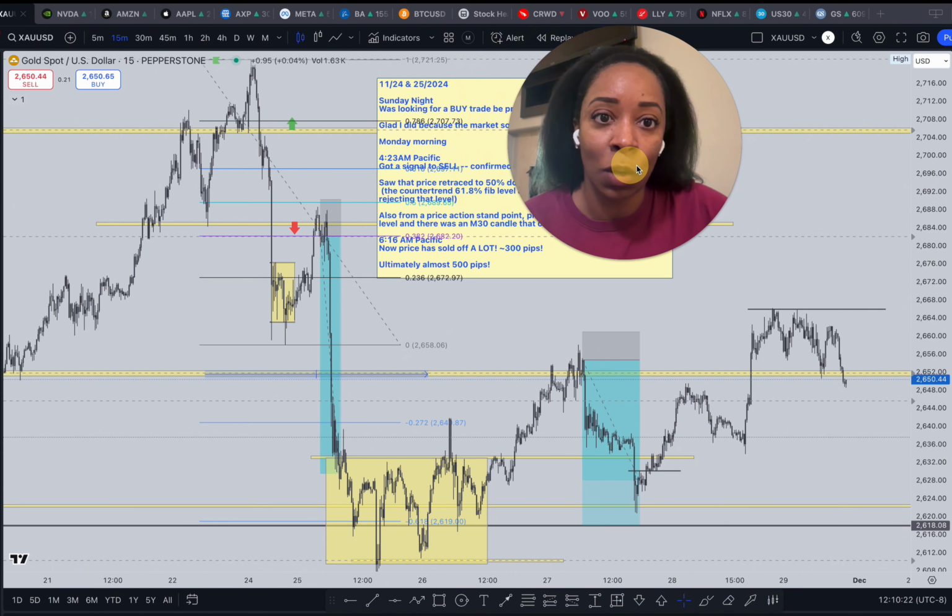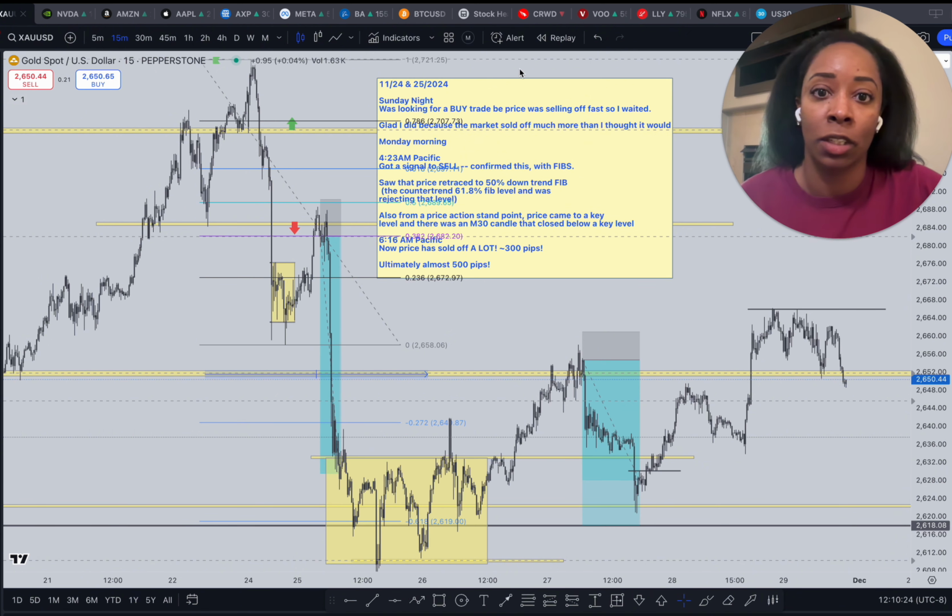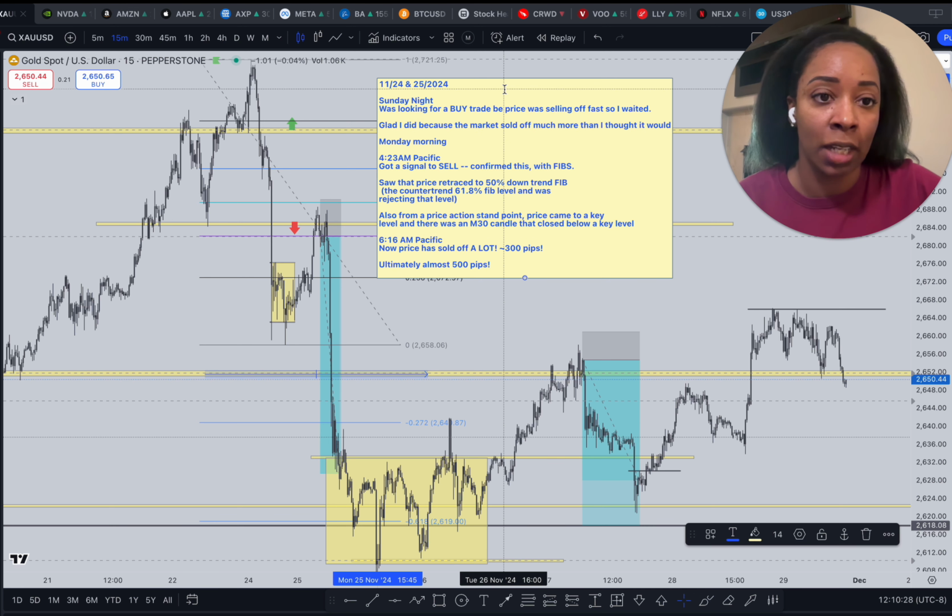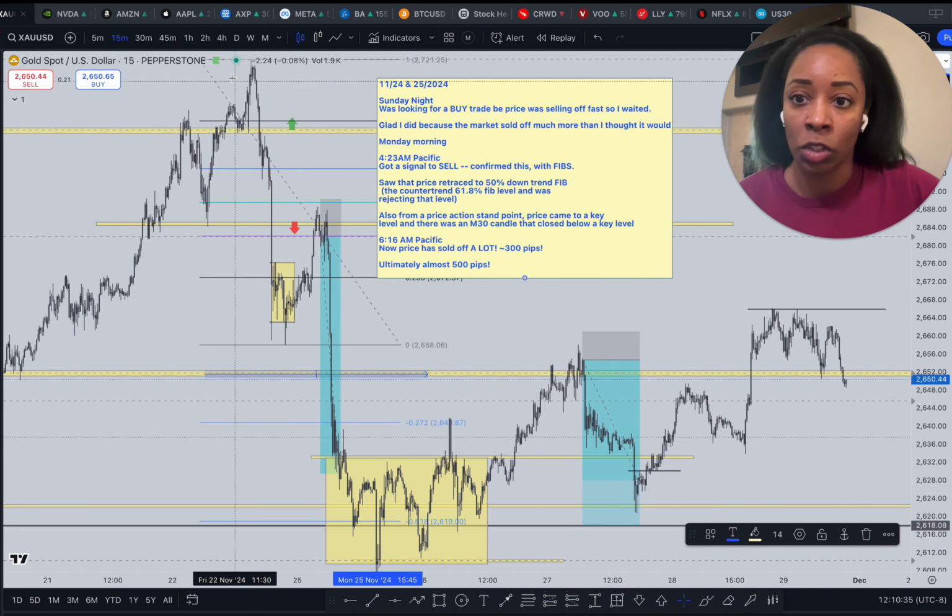So let's just go ahead and make some adjustments to the chart that I already have. So I'm going to clean this up and then we're going to jump right into the markets. But before I do that, I want to just talk about very briefly.